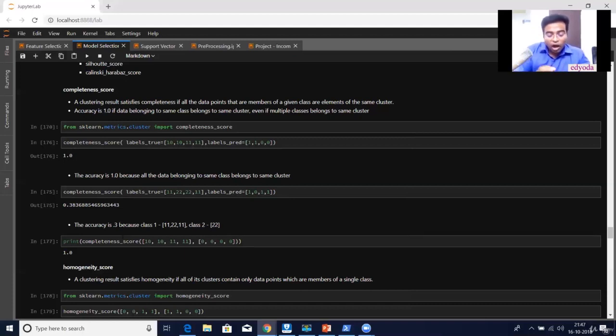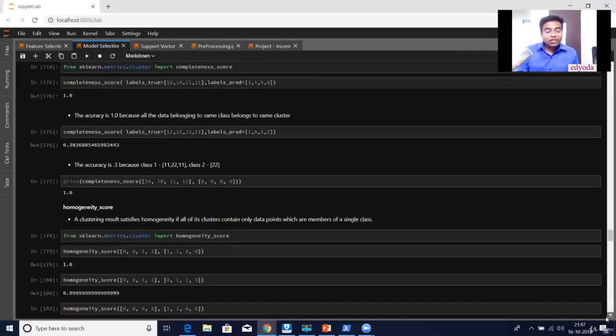So completeness means how much of the class data belongs to one cluster. As you can see, this 10 10 belongs to cluster 0, 11 11 belongs to cluster 1. There is no other cluster over here, so the accuracy is 100 here. This is the completeness score. So if we want a situation where all the class data belongs to one cluster, we will want to check the completeness score.